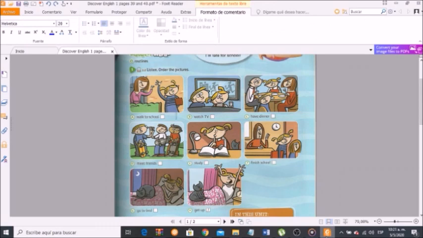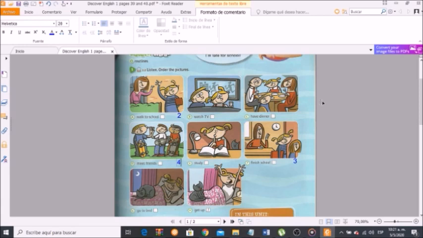Okay, let's check. So we know that picture number one is get up. What about picture number two? Very good. Picture number two is walk to school. Then, what is picture number three? Very good. Finish school. So, she goes to school, she spends some time there, and then she finishes school. Very good. What about picture number four? Very good. Meet friends. And remember, this is juntarse o encontrarse con los amigos.